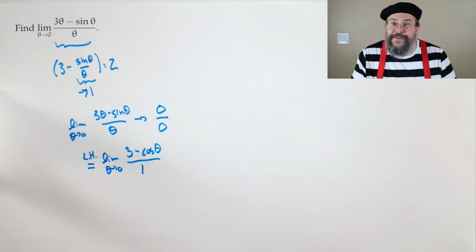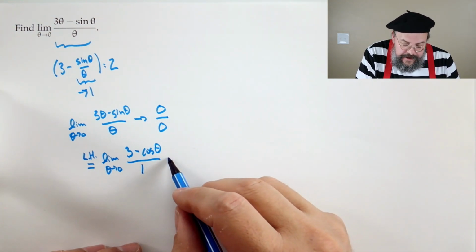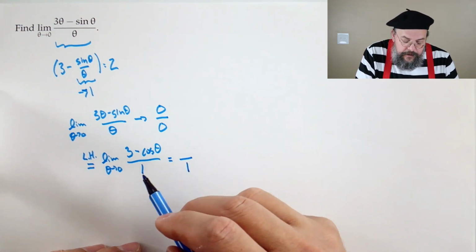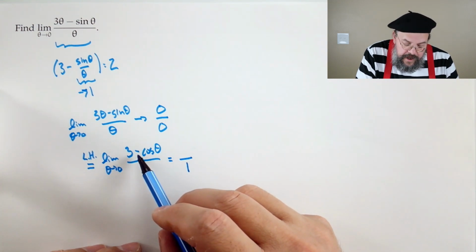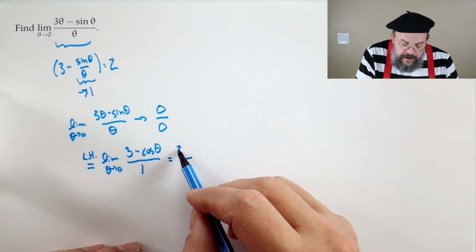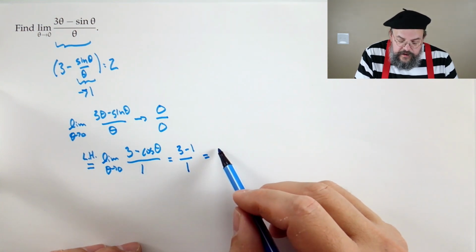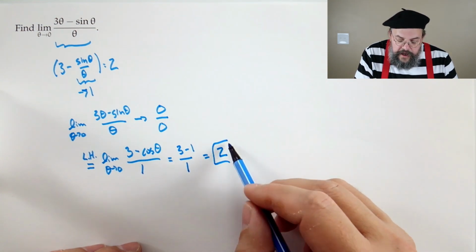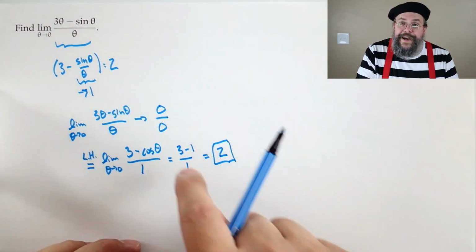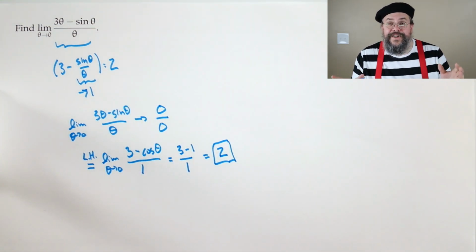So, all right, good news for us. It's going to go to something over 1. Well, what's upstairs? 3 minus cosine 0. Well, cosine of 0 is 1. 3 minus 1 over 1, also known as 2. And good. Hey, they match. Well, of course they match.